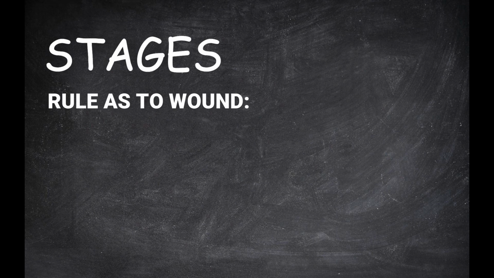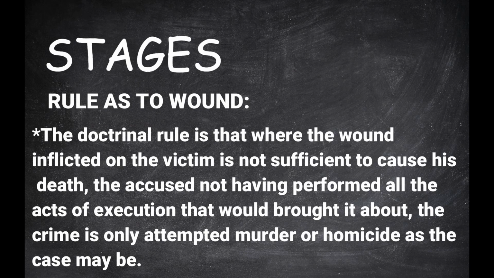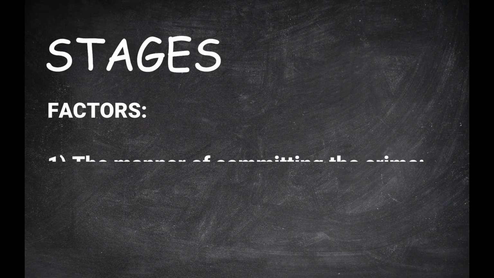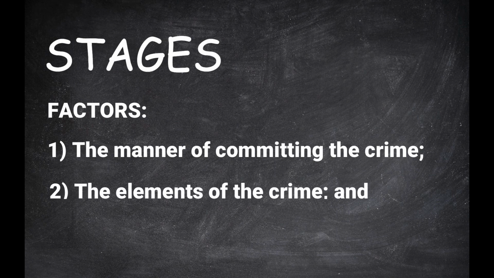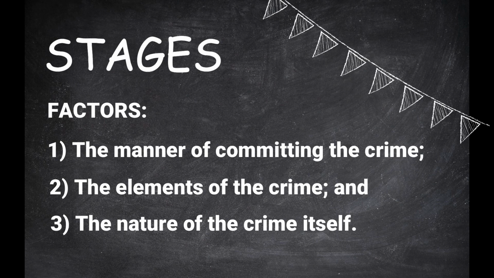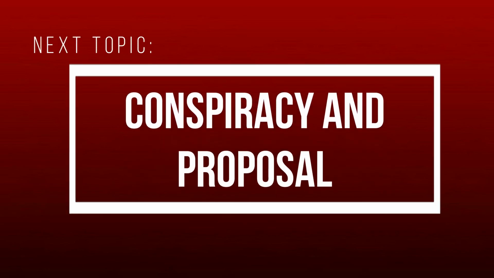Rule as to wound. The doctrinal rule is that where the wound inflicted on the victim is not sufficient to cause his death, the accused, not having performed all the acts of execution that would have brought it about, the crime is only attempted murder or homicide as the case may be. Factors in determining the stage of execution of a felony. 1. The manner of committing the crime. 2. The elements of the crime. And 3. The nature of the crime itself. These three factors are helpful in trying to pinpoint whether the crime is still in its attempted, frustrated, or consummated stage. For our next video, I will be discussing conspiracy and proposal.